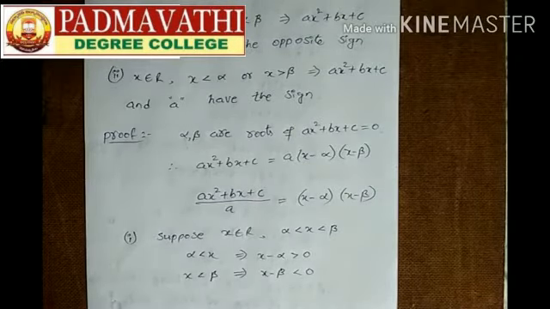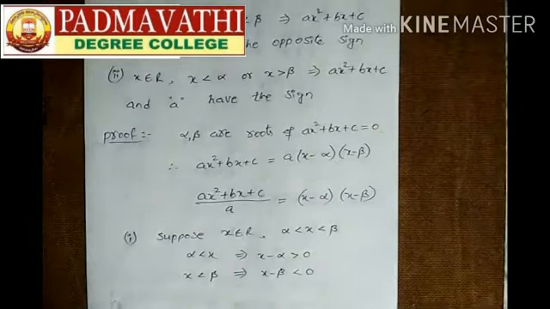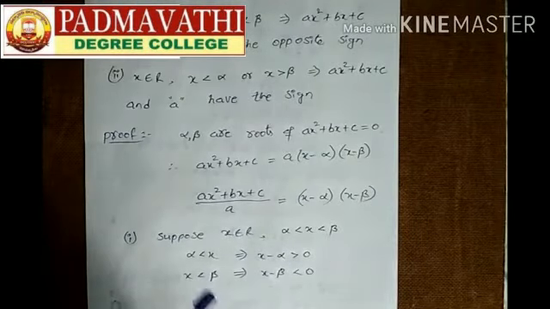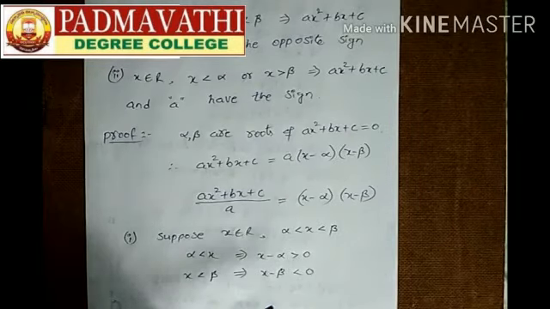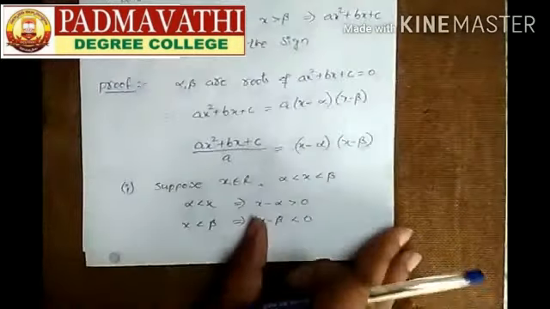In the same way, x less than beta means x minus beta is less than 0. So here one value is greater than 0 and another value is less than 0. x minus alpha is greater than 0, x minus beta is less than 0. So one is a positive value and the other is a negative value. When we multiply these two values, one positive and one negative, the overall expression value will become negative.